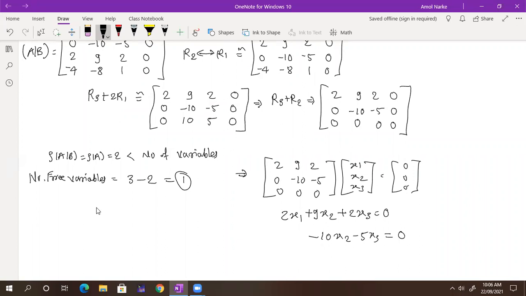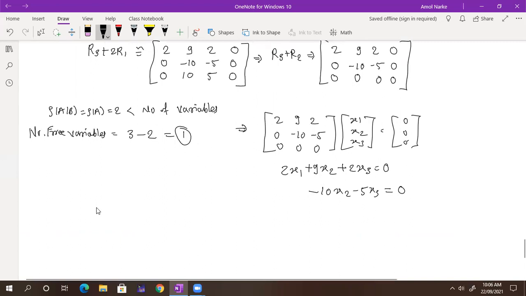Now tell me, which value should I put as a free variable? X2. If I substitute x2 equal to t, you can substitute anything, no problem. X2 is equal to t. So x3 becomes plus 10t divided by minus 5, so we are getting minus 2t. Am I correct? Yes, sir.